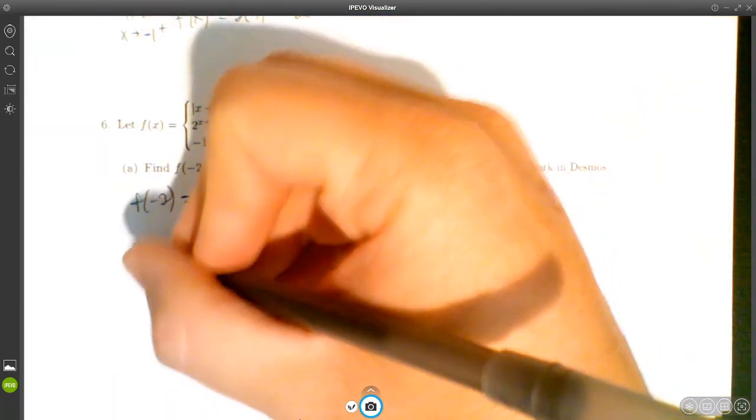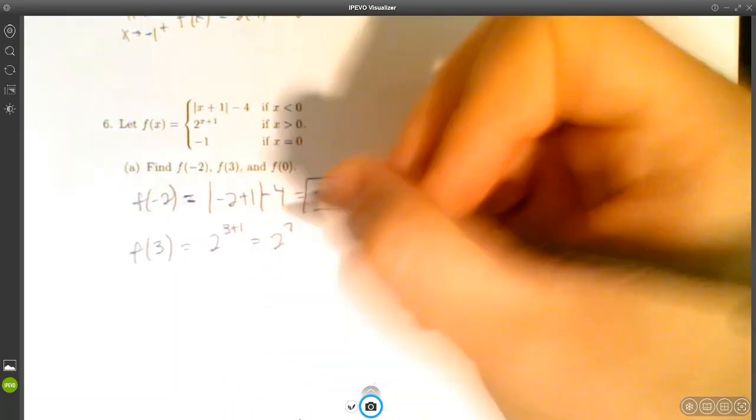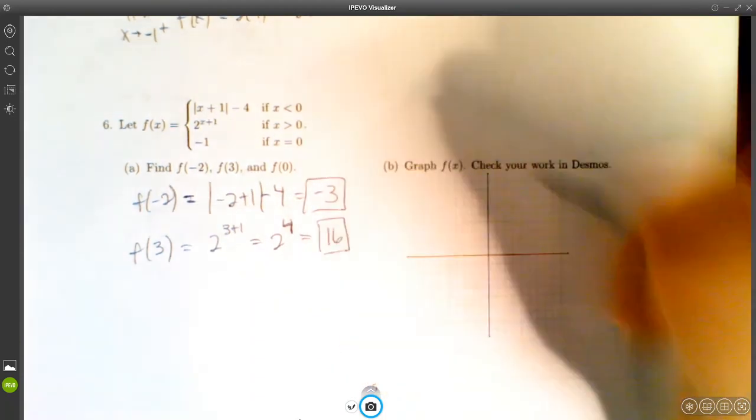For f of 3, 3 is definitely greater than 0, so we're going to be using the middle rule. This is going to be 2 to the 3 plus 1. That's 2 to the 4th power, which is 16.